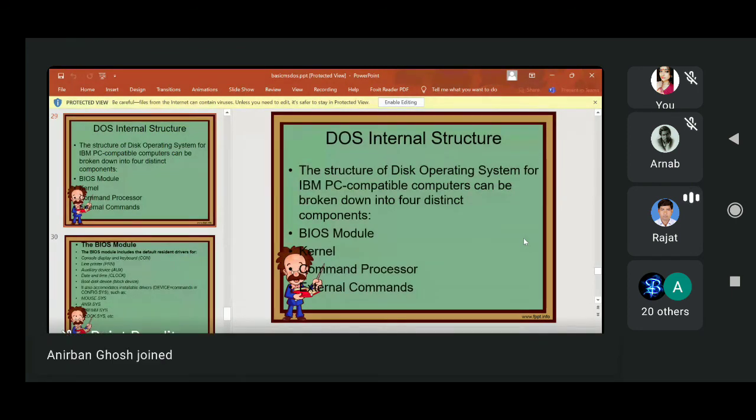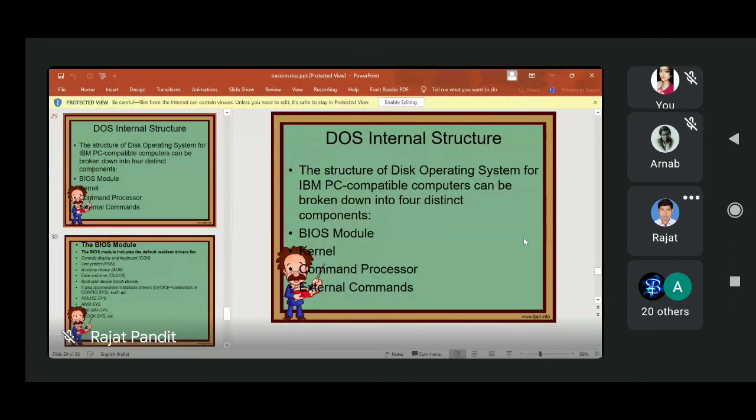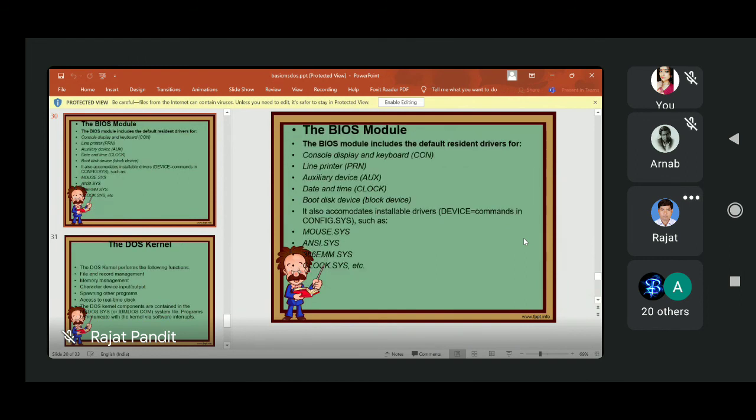Then the DOS internal structure. The structure of the DOS operating system for IBM PC compatible computers can be broken down into four distinct components: the BIOS module, the kernel module, the command processor, and the external commands. The BIOS module includes the default resident drivers for console display and keyboard, line printer, auxiliary device, date and time, and boot disk device, and it also accommodates installable drivers, the device equals command in config.sys. You know that this command is very important, config.sys.